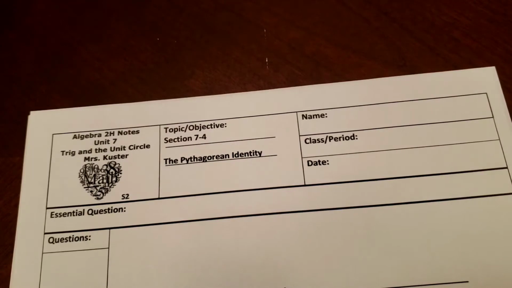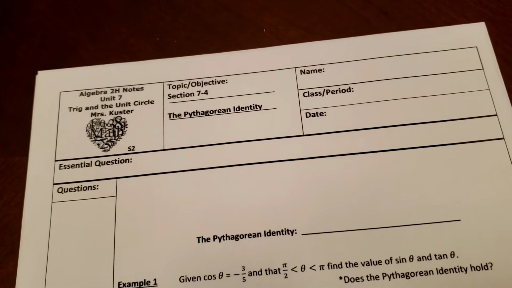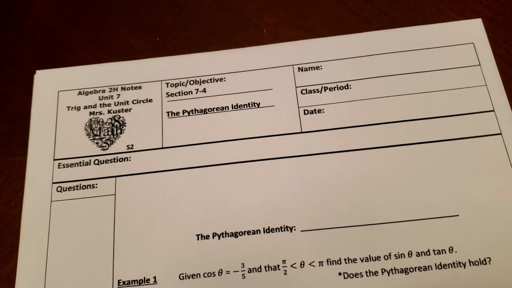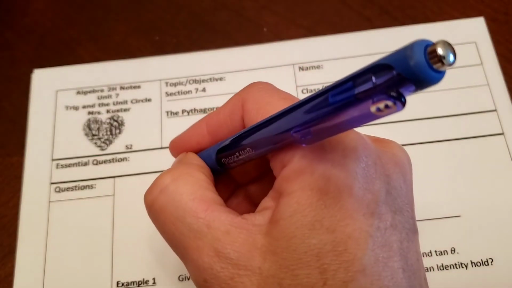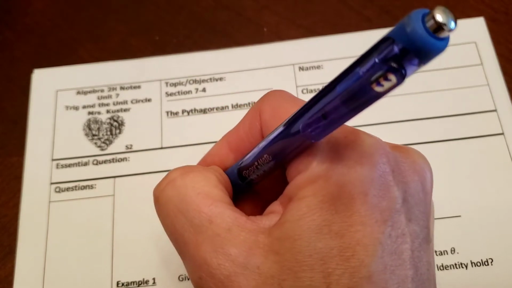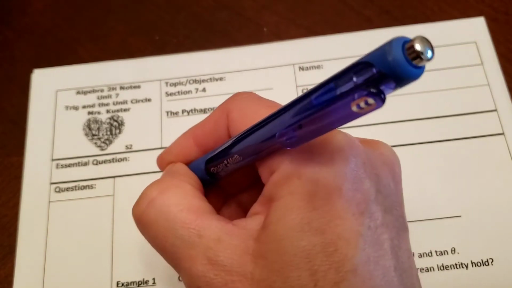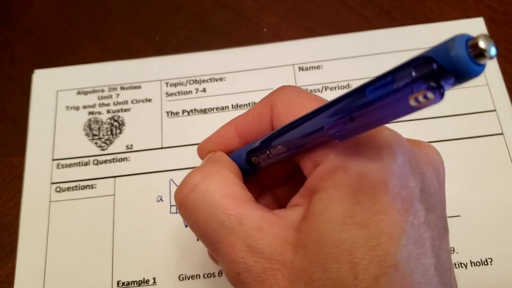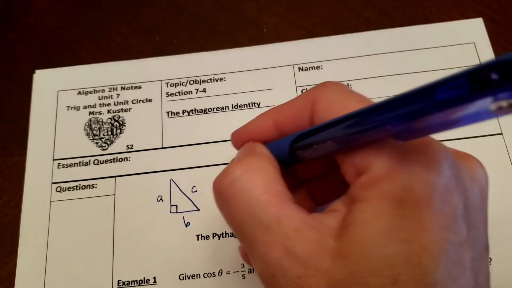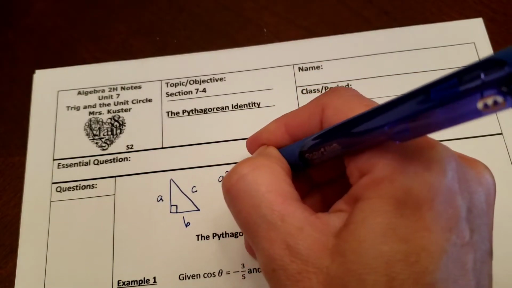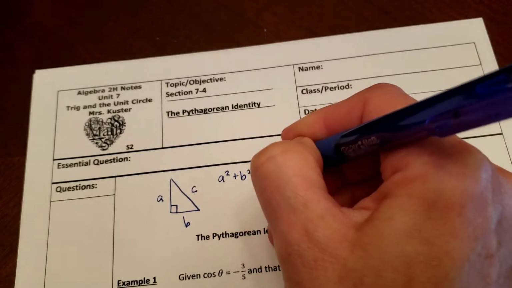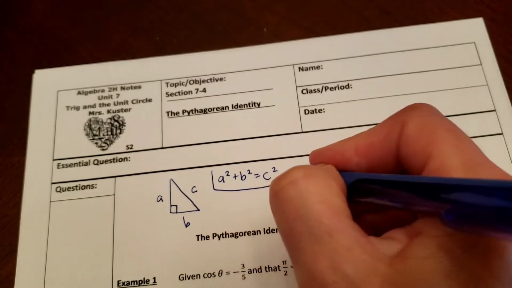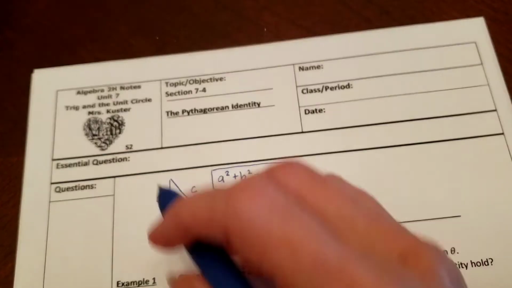Alright, we're moving on to section 7.4, which is the Pythagorean theorem. Before we get started, I just wanted to go over a couple things. First, a reminder of the Pythagorean theorem. It says if you have a right triangle with sides A, B, and C, then A squared plus B squared equals C squared. We will be using this for the lesson today.